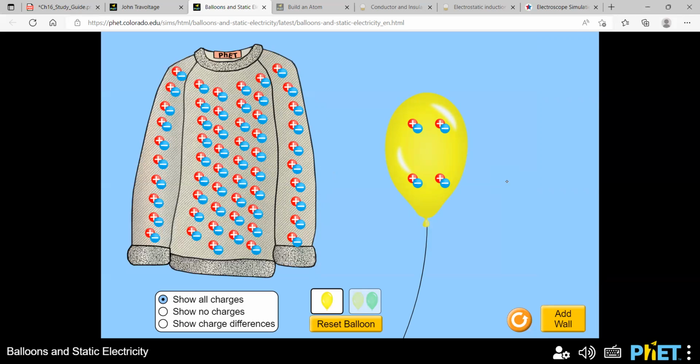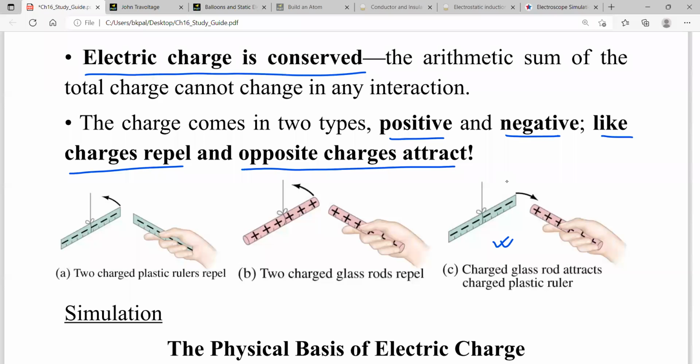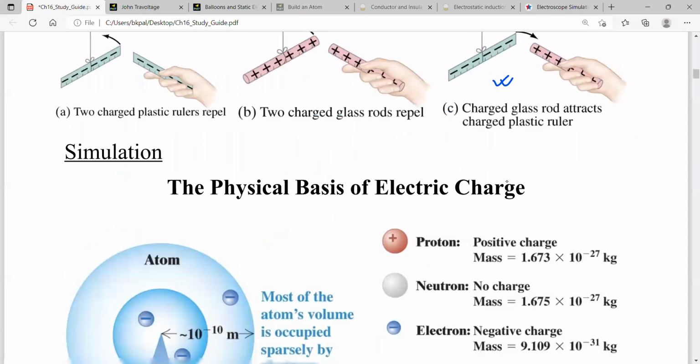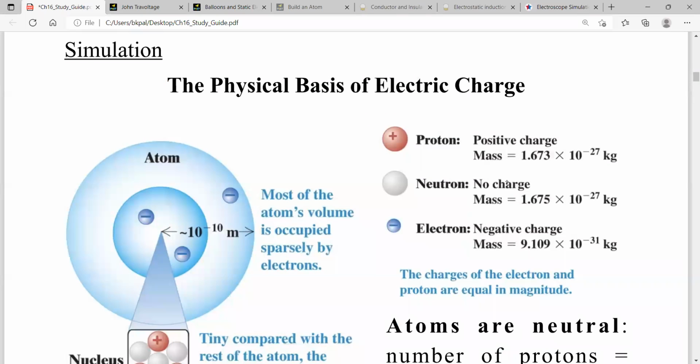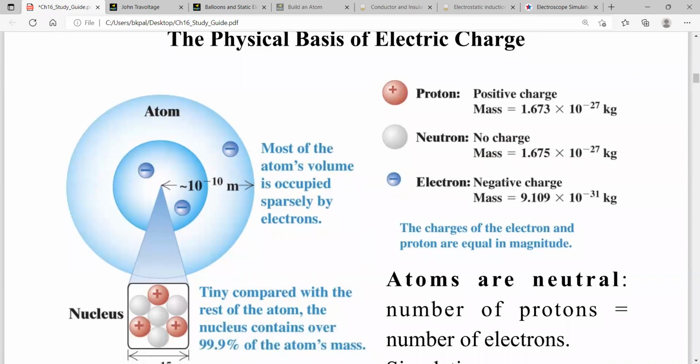Now, a little bit more about the atom and charges. Here on the left-hand side you see a model of an atom. You already know the diameter of an atom; in chapter 13 you learned about that. The diameter is 10 to the power minus 10 meter.